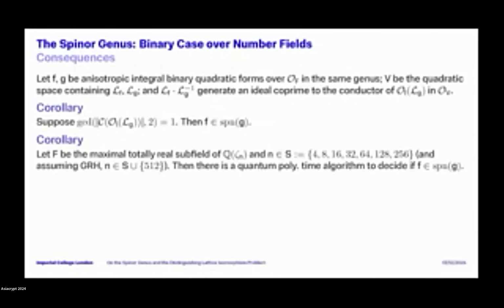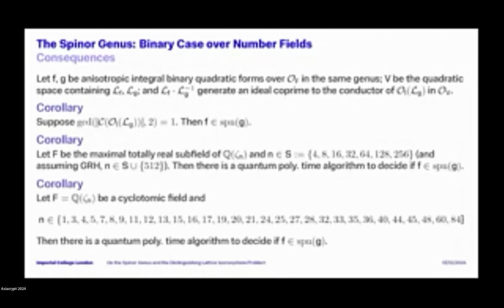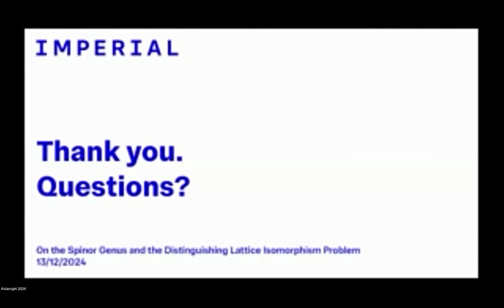Let F be the maximal totally real subfield of the nth cyclotomic field, and let n be a power of 2 up to 512, and assume GRH. Then we get a quantum polynomial time algorithm to decide if F and G lie in the same spinor genus, because the ring of integers of F is a PID, and the conditions of our theorem hold. And similarly, if we let F be the nth cyclotomic field, and n lie in this set, then we can apply our theorem again to obtain a quantum polynomial time algorithm to decide if F and G lie in the same spinor genus. Those are the corollaries from our theorem.